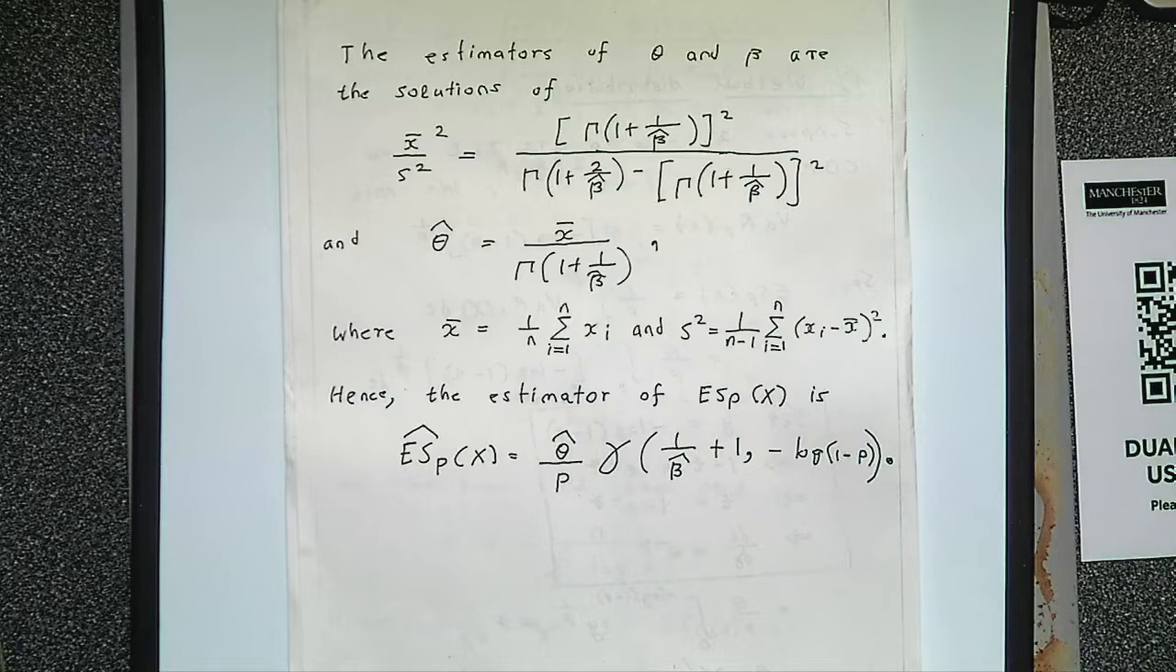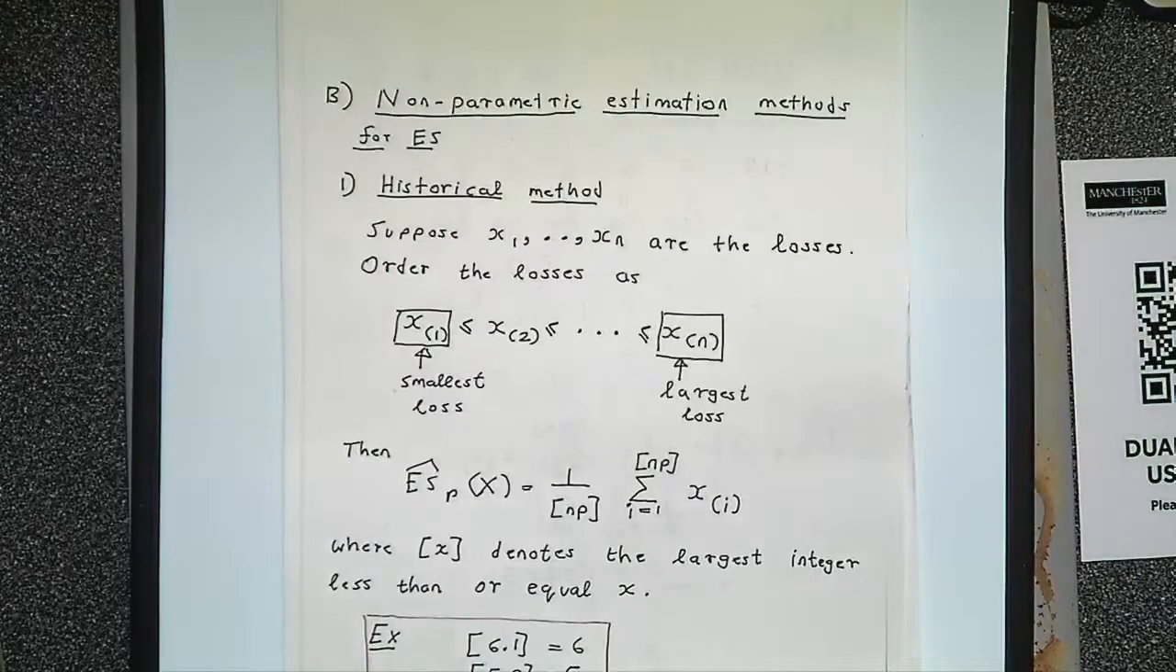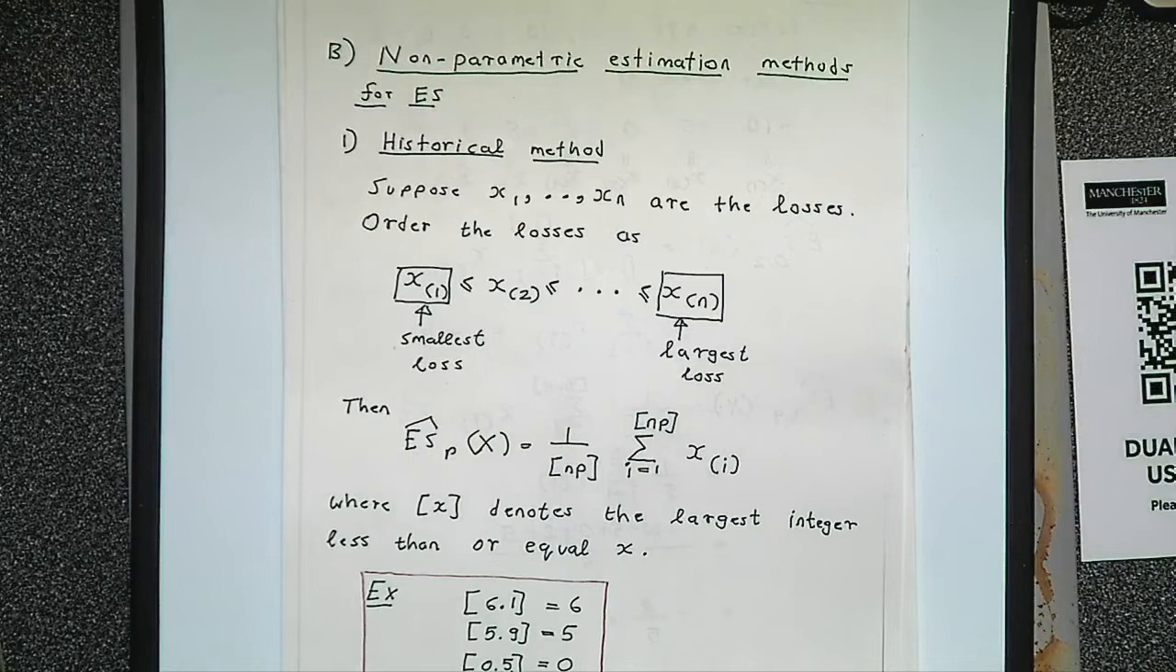All right, now let's go to the non-parametric estimation methods, right? And the first of them is known as the historical methods. Now, remember last week also we talked about the historical methods, but that was historical methods for estimating VaR. Now, what you see here is the historical methods for estimating ES, right? So this is slightly different.